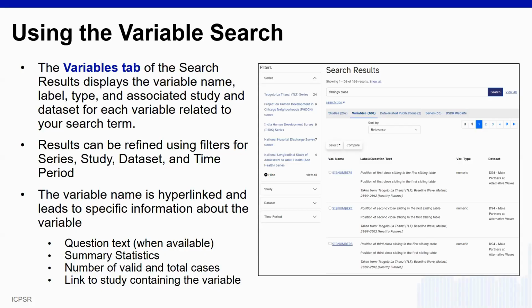Clicking on a specific variable name will provide more detailed information about that variable, including the question text when it's available, summary statistics, the number of cases, and a direct link to the related study. In this example, you're seeing the first 3 results from my search for siblings and close. Overall, this search returned 180 variables.